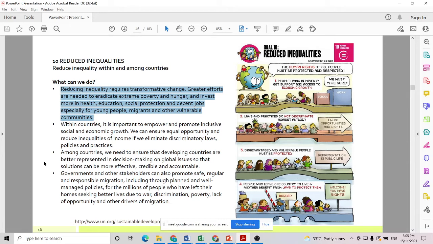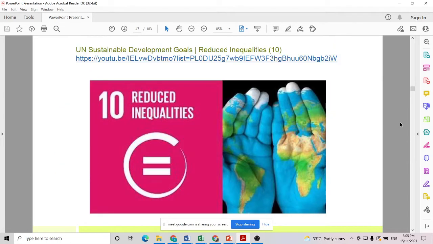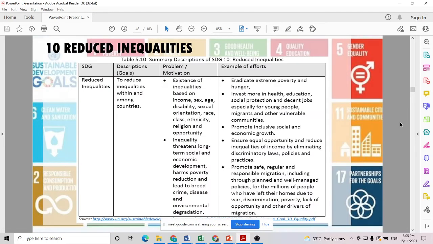So basically when I talk about this, inequalities means that the human beings are the same. All human beings are the same. So you need to promote equalities. And then what is the effort?